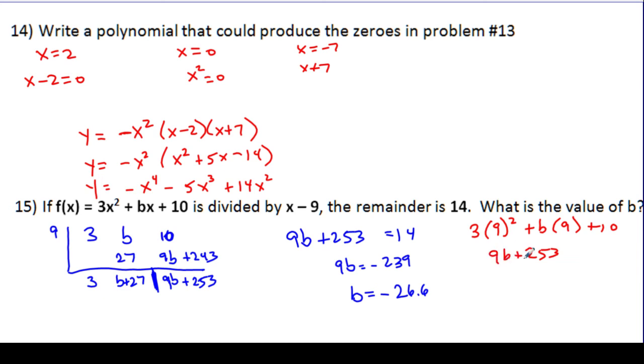And if you notice, that's the remainder. And that's the exact same thing that we had here when we did it the synthetic division way. So it's two different ways of getting to the same place. Here I actually did the division and got an expression that represented the remainder. Here the remainder theorem says if you plug in the 0 that x minus 9 will produce, which is 9, that expression will be the remainder. So in this case, 9b plus 253 equals 14. And I'm going to get the same answer. It's the same expression. So that's our last problem on the remainder theorem, right?